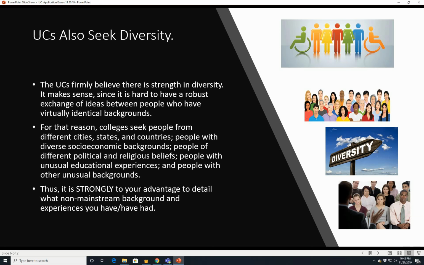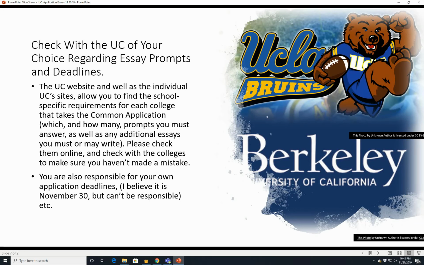So thus, it's strongly to your advantage to detail what non-mainstream background and experiences you have had or you have right now, things like that, because people who are diverse are going to be very, very attractive to the University of California schools. So, you want to check with the UC of your choice regarding essay prompts and deadlines, whether it's UCLA, home of the Bruins, or Berkeley, home of the Golden Bears. The UC website, as well as the individual UC sites, will allow you to find the school-specific requirements for each college. And I guess it should be UCs apostrophe, not UC apostrophe s there. Oh well, made a mistake.